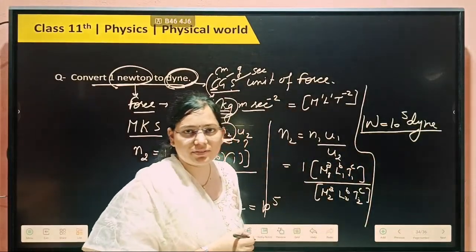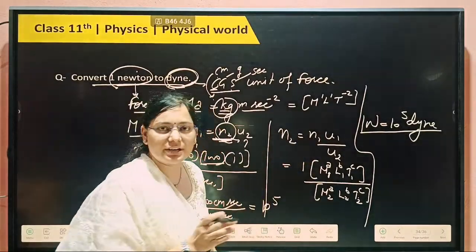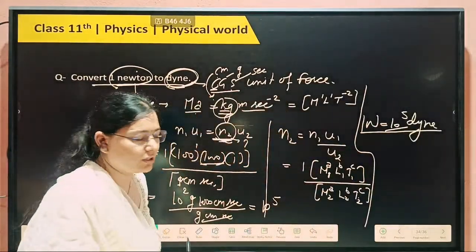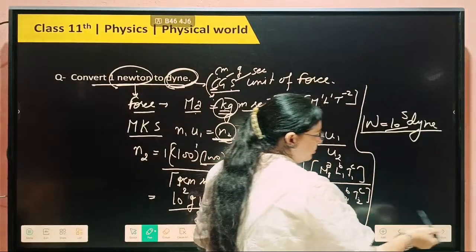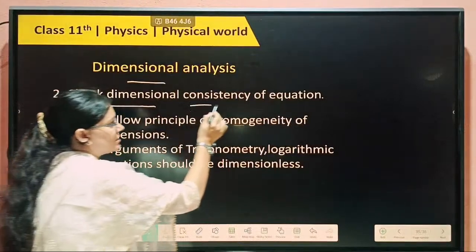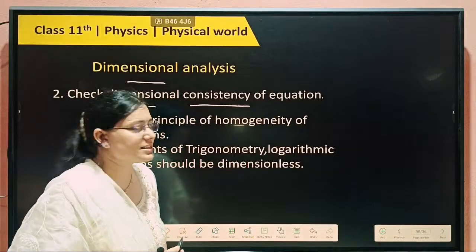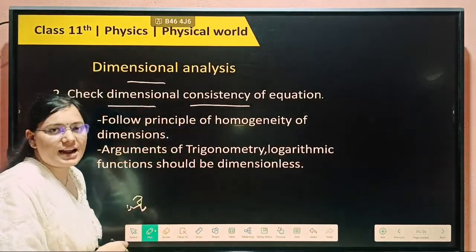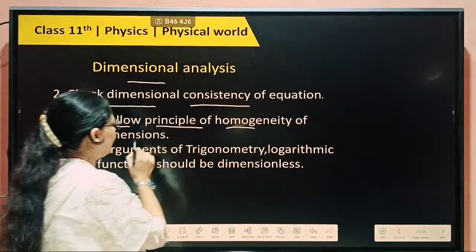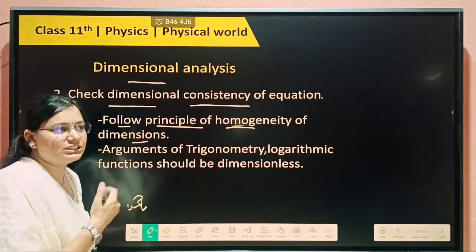Like this we will solve. This is how we can convert one system to another system. We have converted 1 Newton to CGS, which is equal to 10 raised to power 5 dyne. Now next, dimension analysis is used to check the dimensional consistency of an equation. This is our second use of dimension analysis. Here we have to check whether an equation is right or wrong. We follow the principle of homogeneity of dimensions to find the relation between the terms and check whether these are right or wrong.